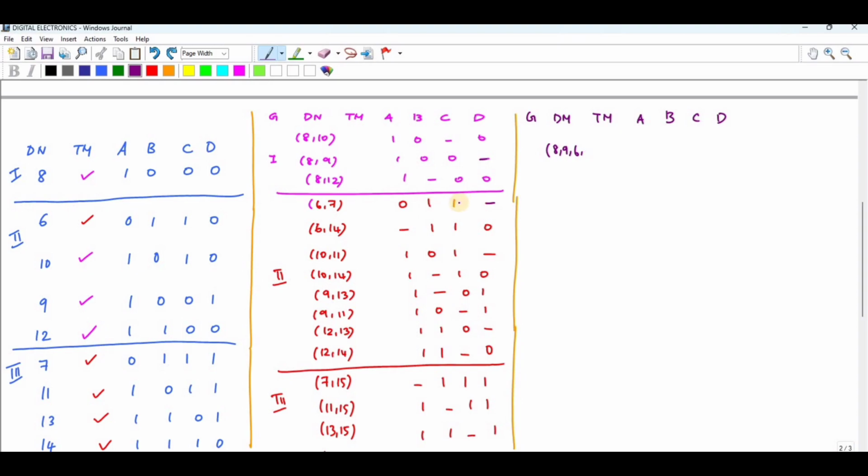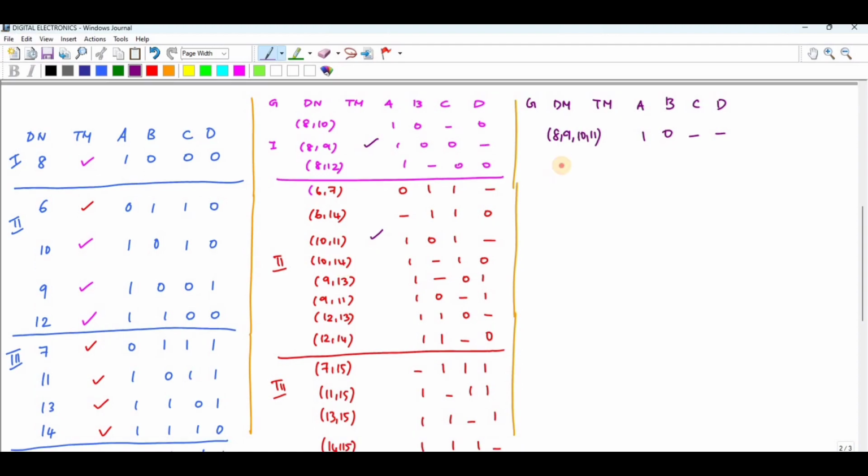Next you have to consider 8, 9, 10, 11. If you see, 1 0 is similar, C is changing, and D is already a dash. So you have to give a tick mark for 8, 9, 10, 11. Similarly, you have to check 8, 9 and 12, 13. It gives 1 dash 0 dash, right? 8, 9, 12, 13: 1 dash 0 dash.